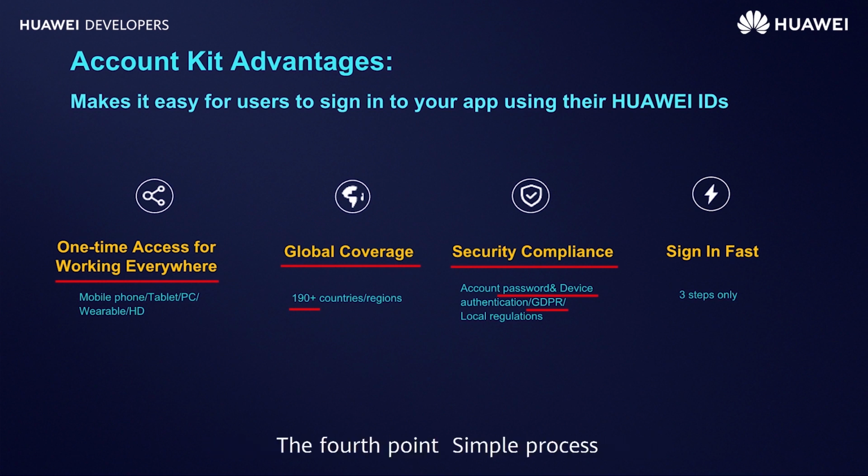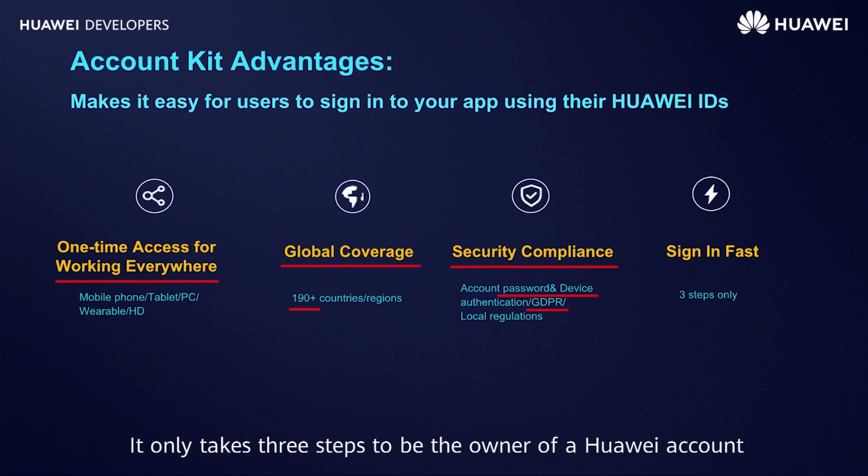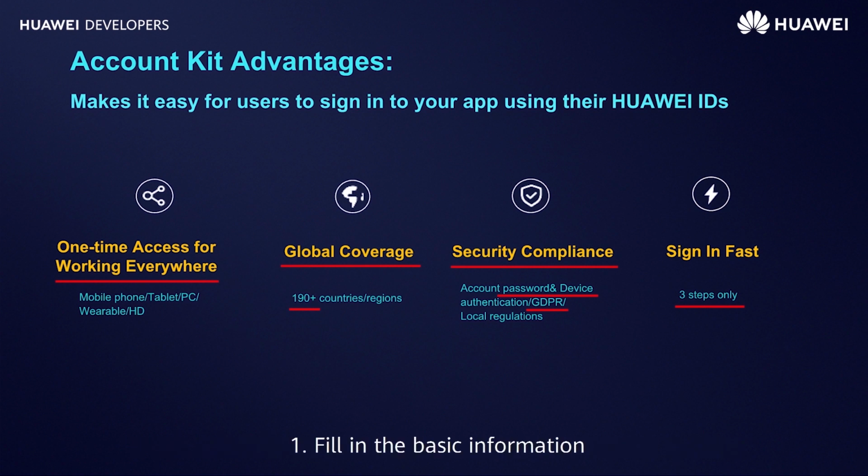The fourth point, simple process. It only takes 3 steps to be the owner of the Huawei account. 1. Fill in the basic information. 2. Verify the email box or cell phone number. 3. Set the password. It's so simple and very friendly to users. That's all for the advantages.